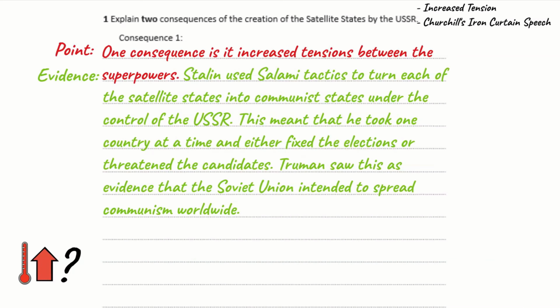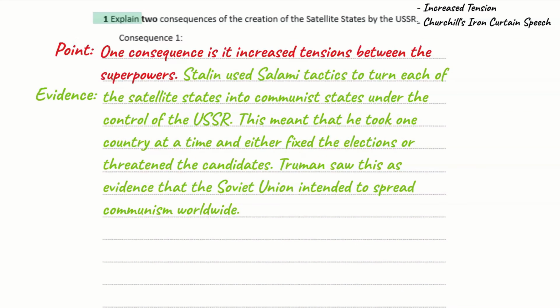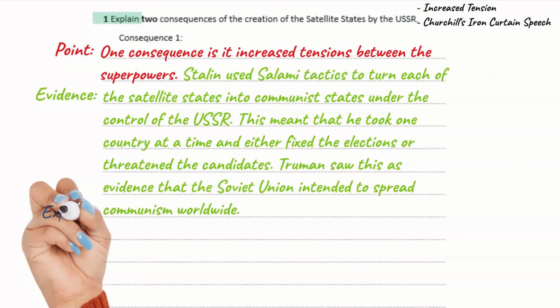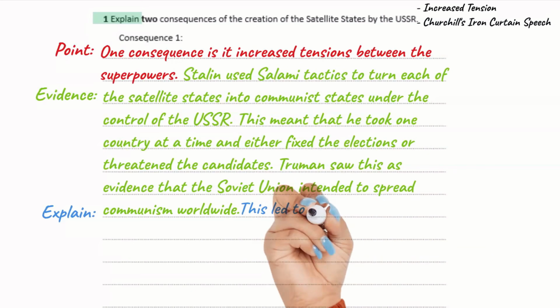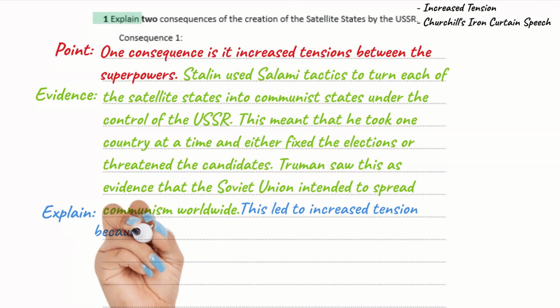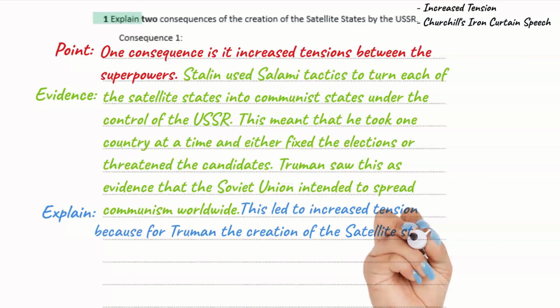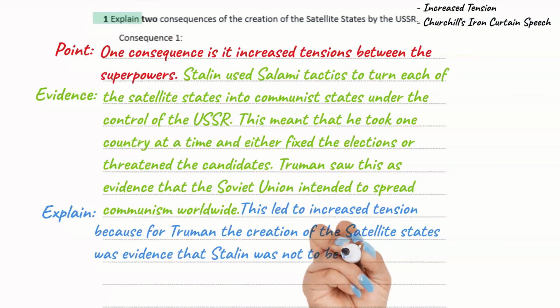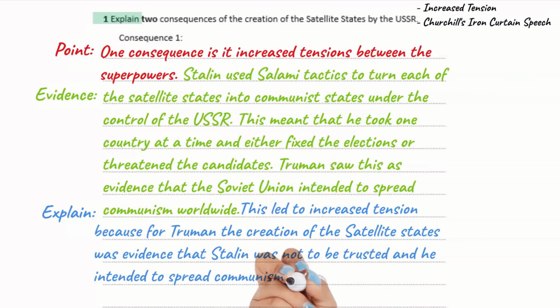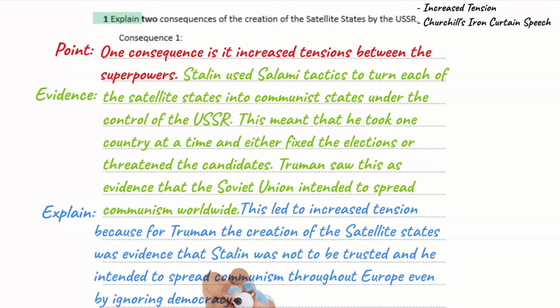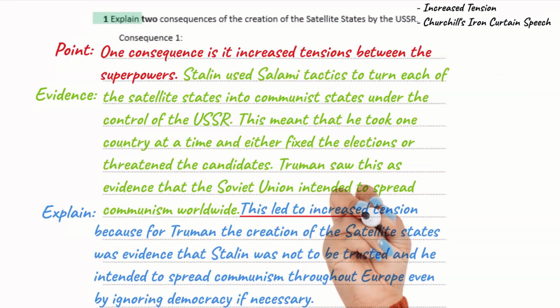We've clearly shown the events that led to the increased tension, so the final part of this answer is we need to explain how the creation of the satellite states led to the increase in tension. So I've written, this led to increased tension because for Truman, the creation of the satellite states was evidence that Stalin was not to be trusted and he intended to spread communism throughout Europe, even by ignoring democracy if necessary. And that's everything I need to say for the first paragraph.